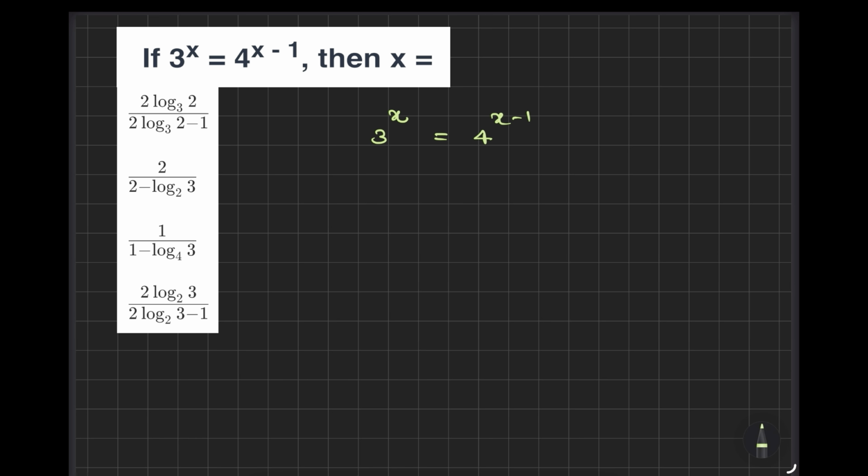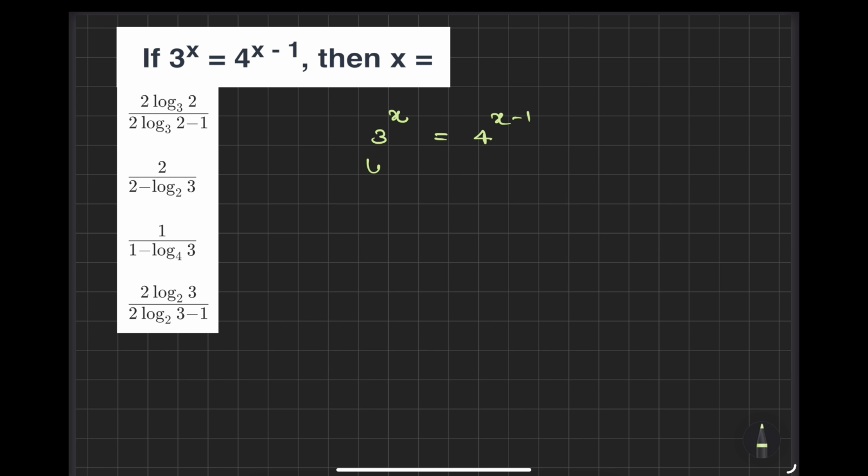If you are thinking about the log, you should think about the base of the log. But for this question, if you observe the options, base 3, base 2, base 4, base 2, we don't know which one is the correct answer, and in all the options the bases are different. So I will think about the log, but for the time being, I will ignore the base. Later I'll start manipulating things. Now, I'll take log on both sides.